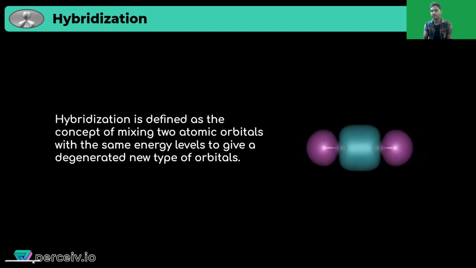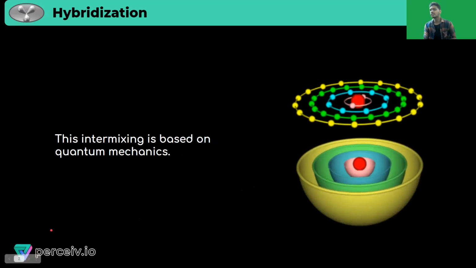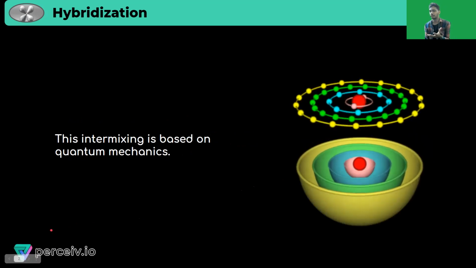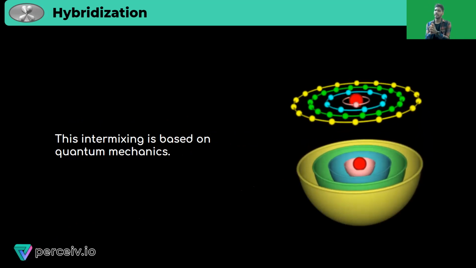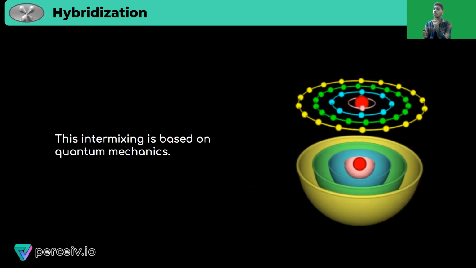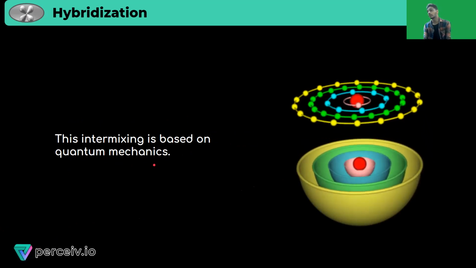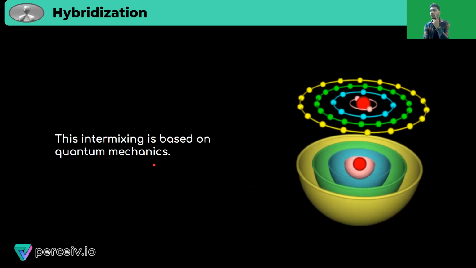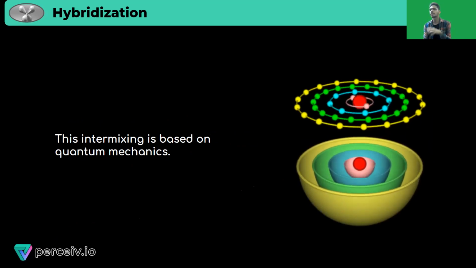We know the definition of hybridization that we have just done. So let's go further. Hybridization depends on the intermixing. Why are the orbitals of the same energy mixing? What is the reason behind that? This depends on quantum mechanics. What is quantum mechanics? In science, quantum mechanics deals with matter and light. So it totally depends on quantum mechanics.